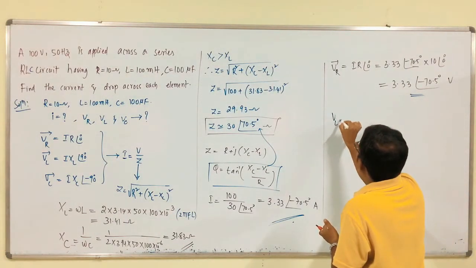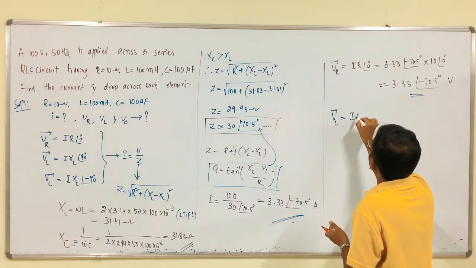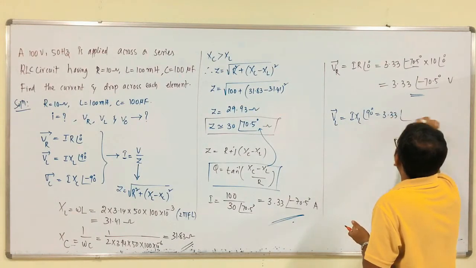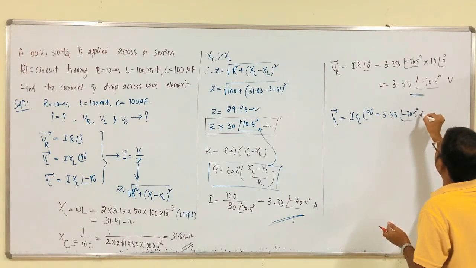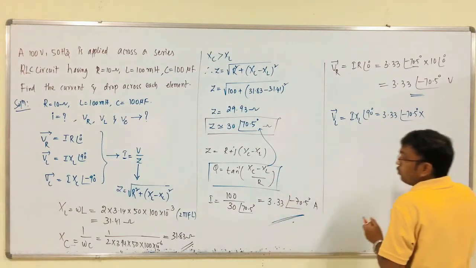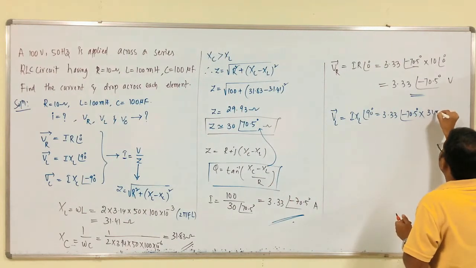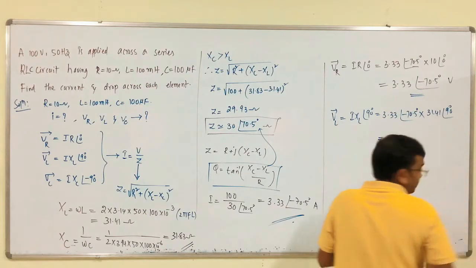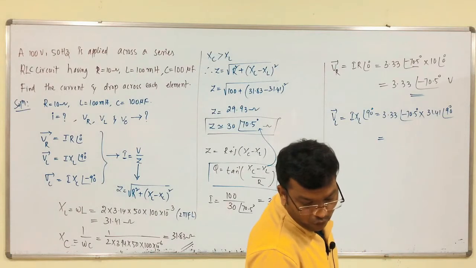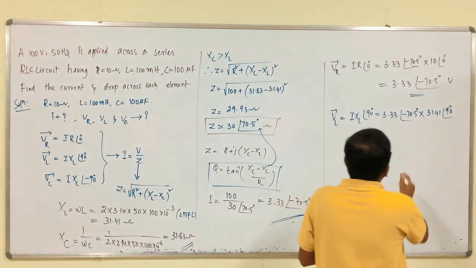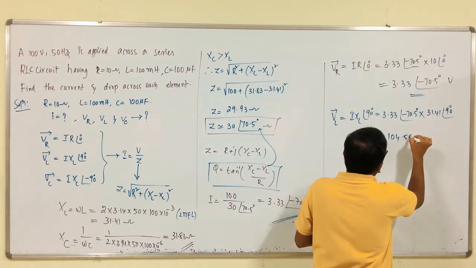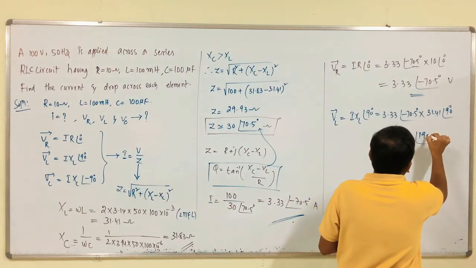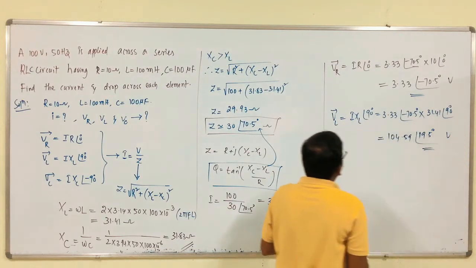Next, VL, which is equal to I XL at an angle 90. So 3.33 at an angle minus 70.5 into XL, which is 31.41, at an angle 90, which is equal to 104.59, and the angle is 90 minus this, which is equal to 19.5 volts. So this is about VL.